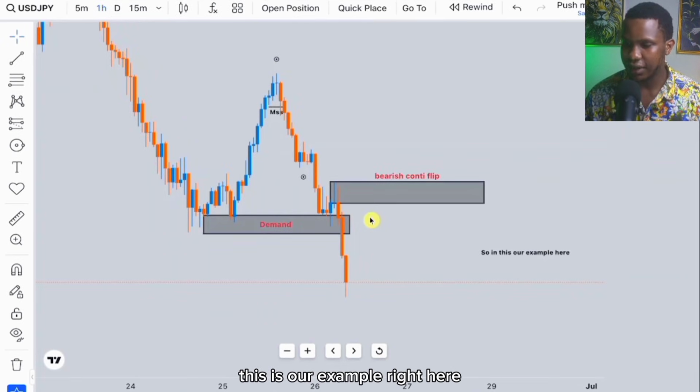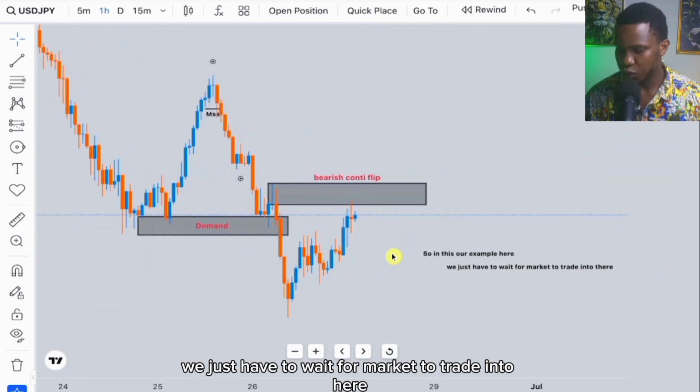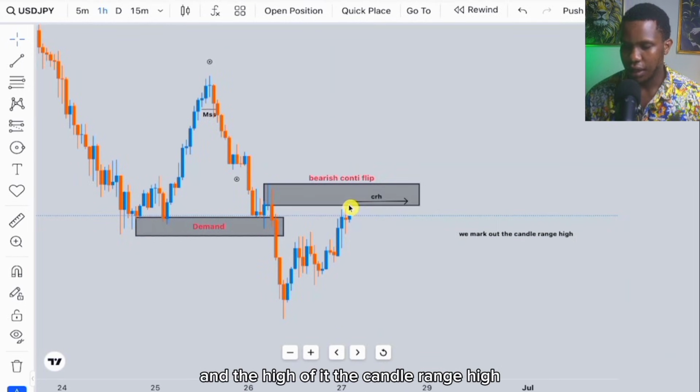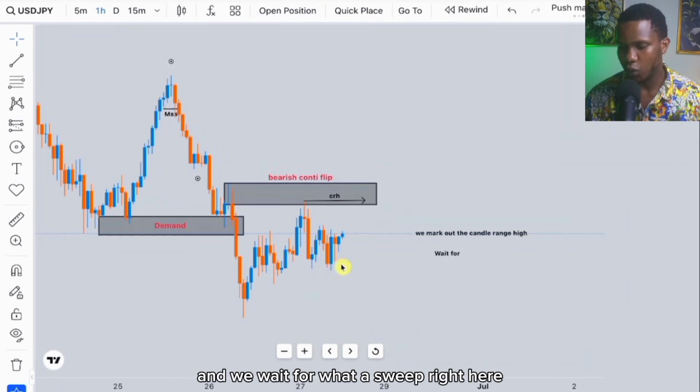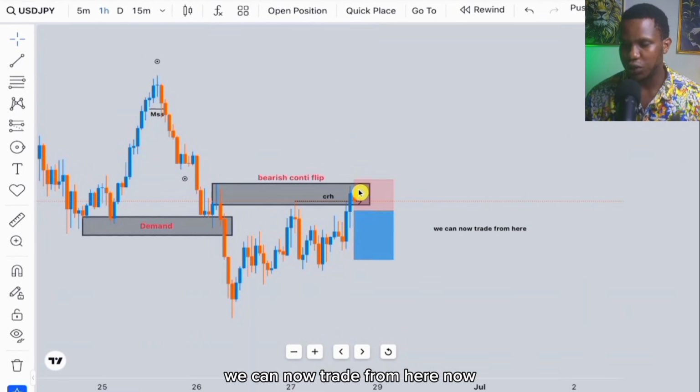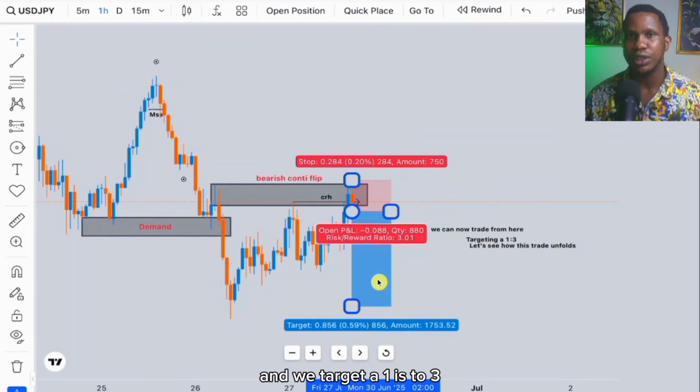This is our example right here. We just have to wait for market to trade into here. This first candle that entered here is our one stupid candle, and the high of it is the candle range high, and we wait for a sweep right here. We can now trade from here, and we target a 1:3. Let's see how this trade unfolds, traders.